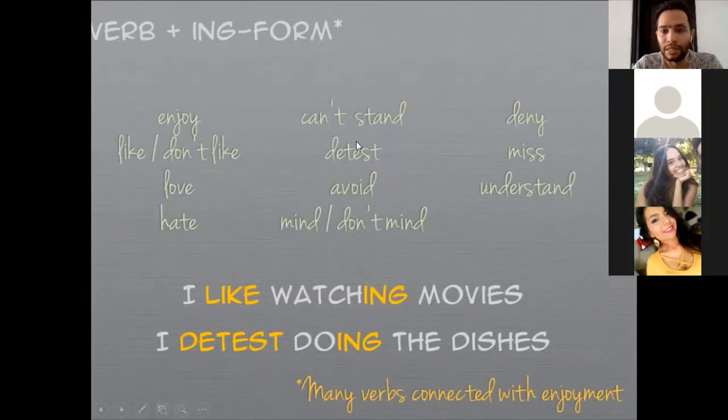We already spoke about these verbs, right? Take a look. Enjoy, don't like. Most of them are used with the ing form, like I like watching movies, or I detest doing the dishes, right? This happens most likely with a burst of enjoyment. You use the ing version, right? But you need to learn them by heart. You need to memorize them and you need to know where to use them and how to use them too.